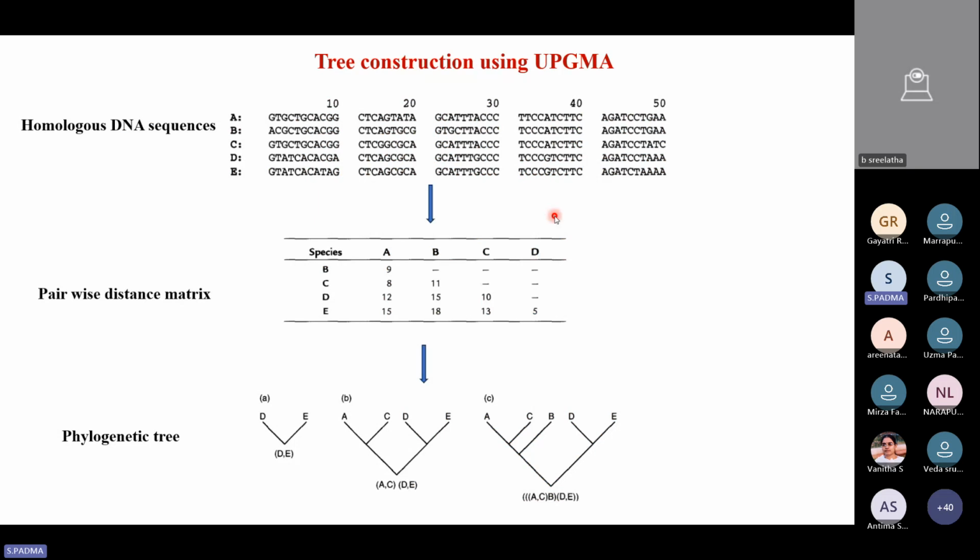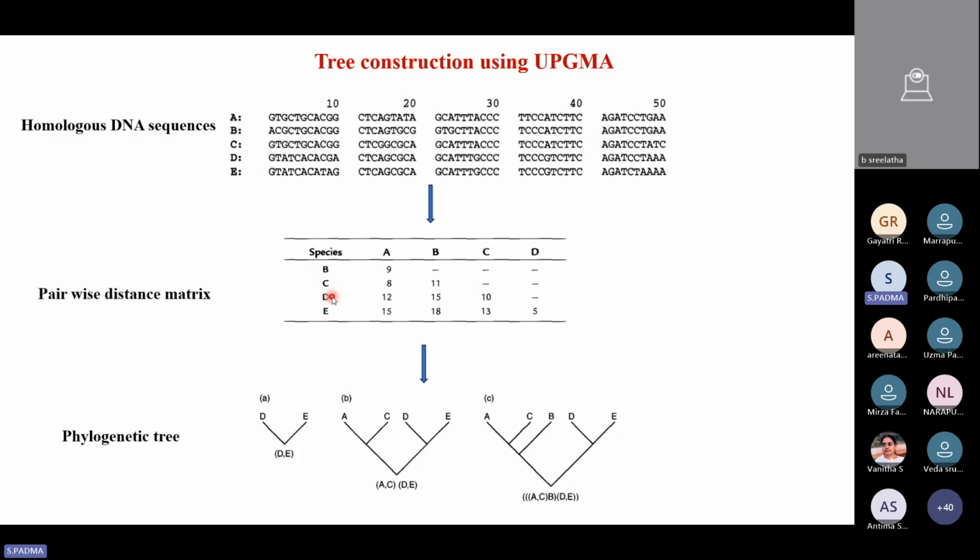UPGMA is unweighted pair group method with arithmetic mean. Now what is this? Let us see here. You can see that there are 5 sequences. These are the homologous DNA sequences. There are some 50 nucleotides here, and here you have a distance matrix which is constructed.